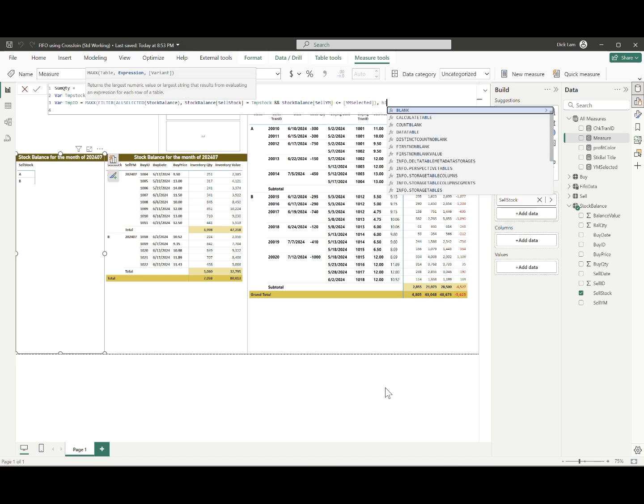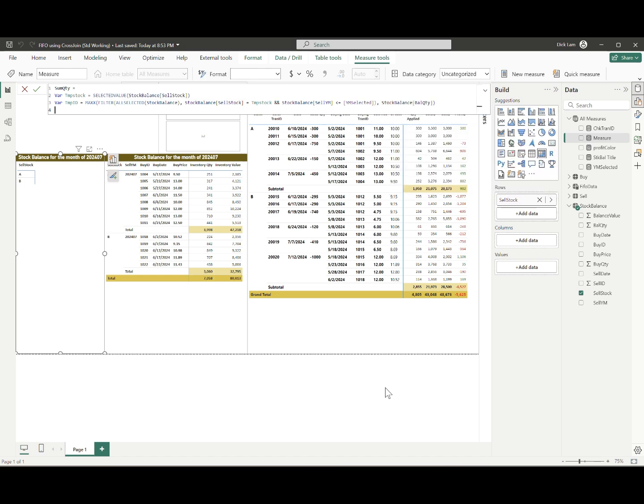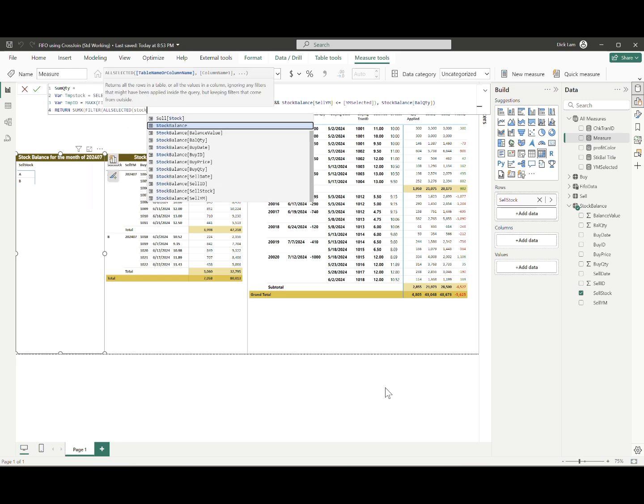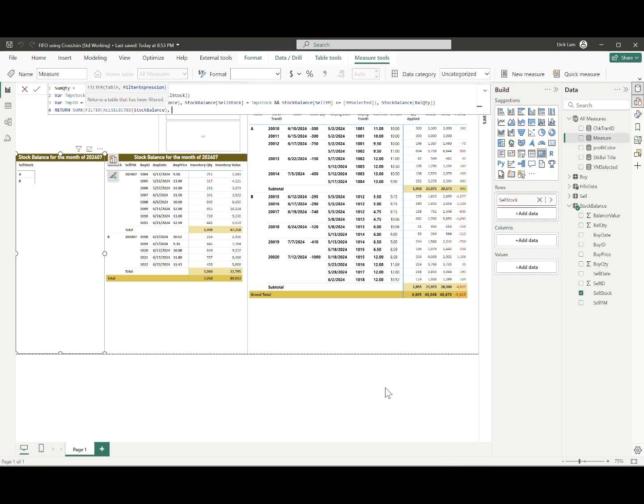Sorry, I'm typing too fast sometimes. All right, SUMX filter of selected stock balance, and the sell stock equal to temp stock, and sell ID equal to temp ID. And do what? Now, here it should be the sell ID. All right.